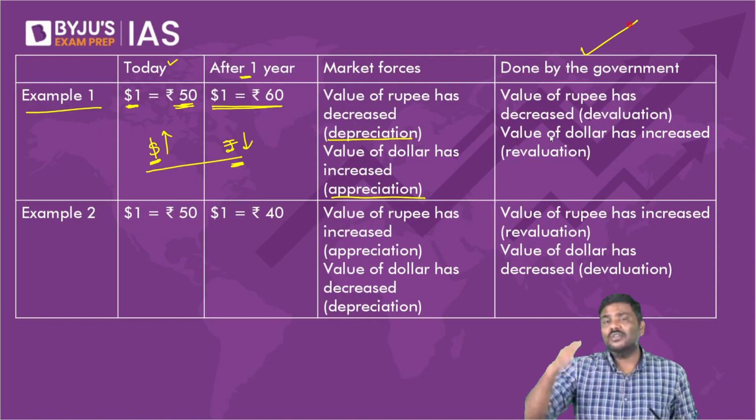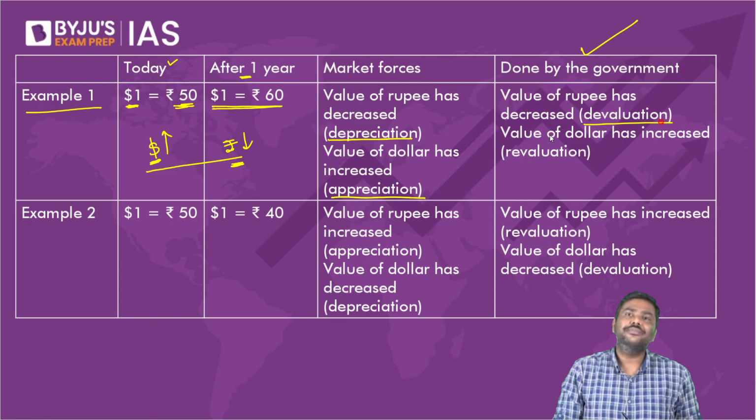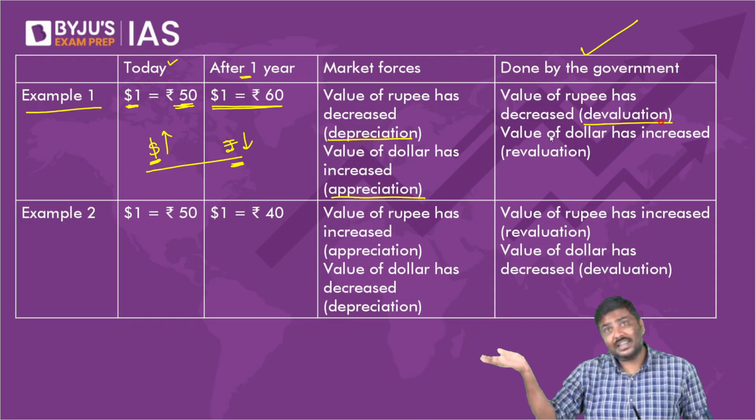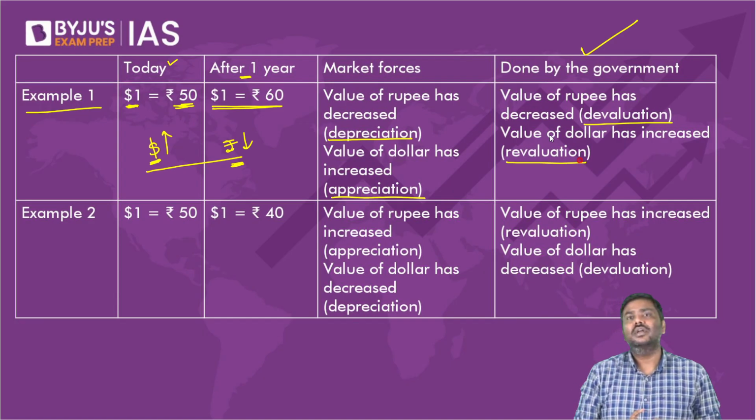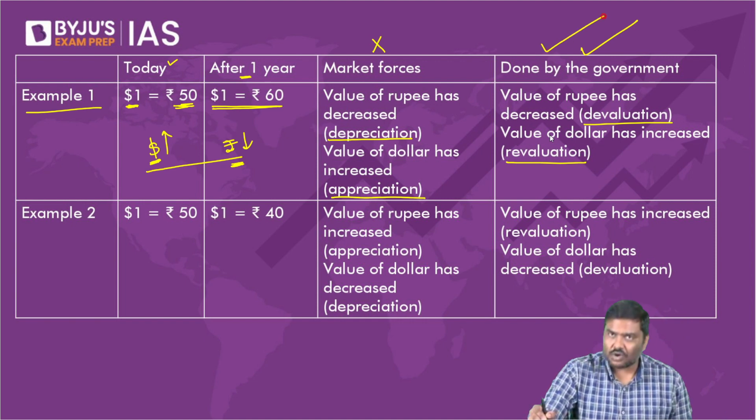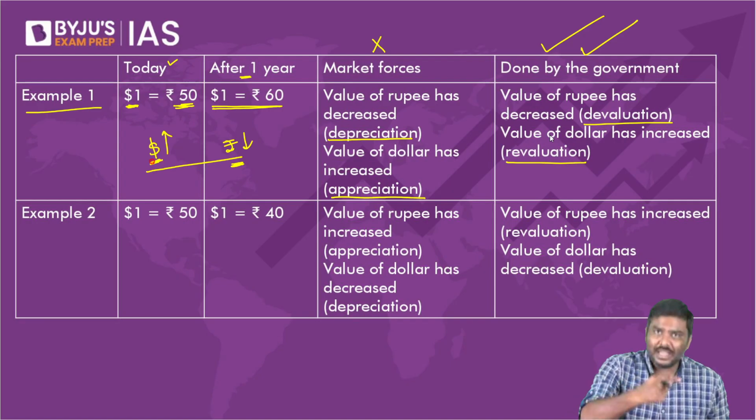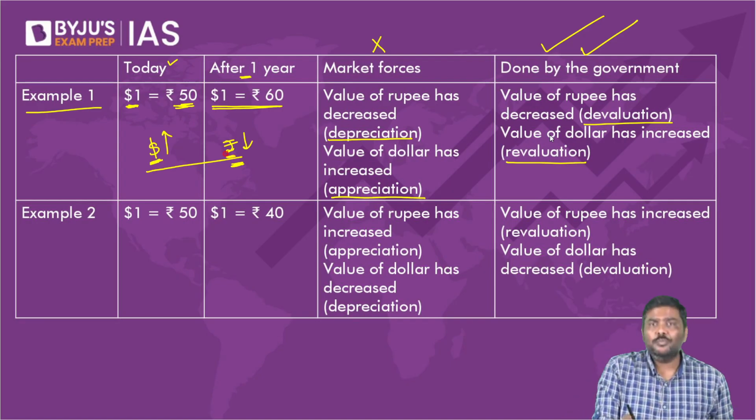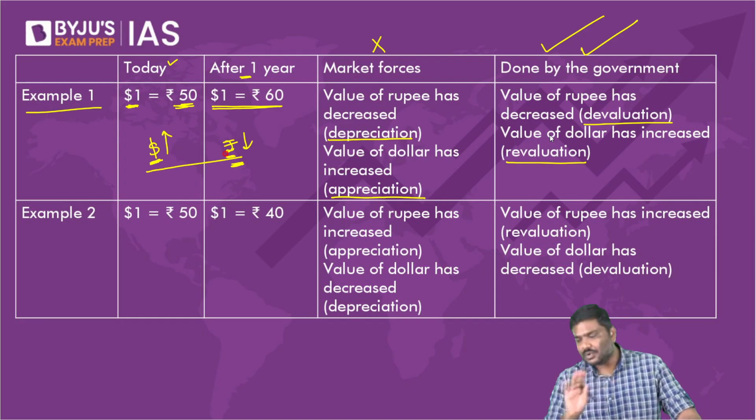Whenever the value of one currency goes down, we use the term devaluation, and whenever the value of another currency goes up, we use the term revaluation. Now, in the same example, instead of market forces, if it is done by the government, can I say the value of a dollar has been revalued and the value of rupee has been devalued? Any problem here? Please do let me know.